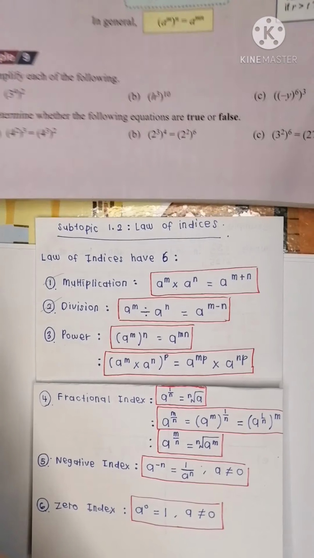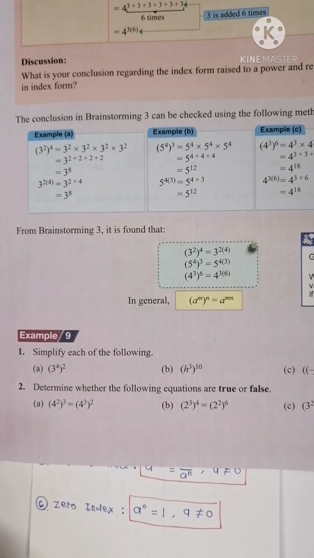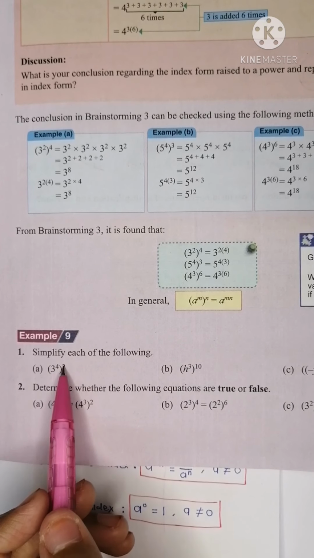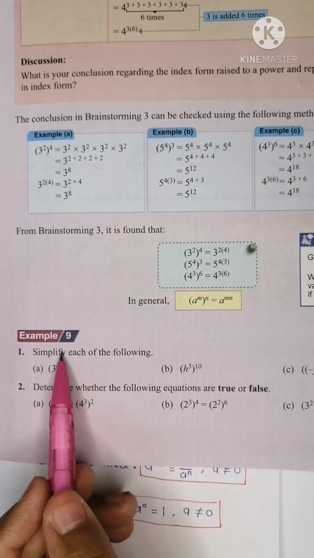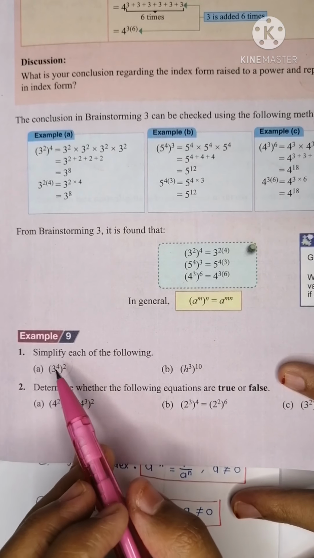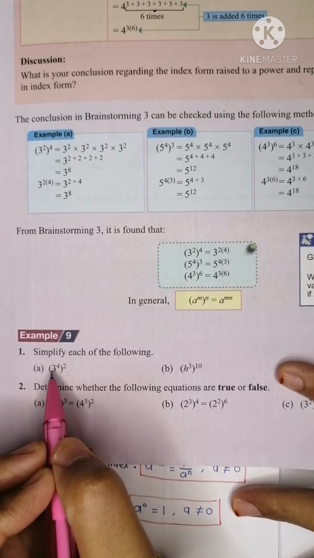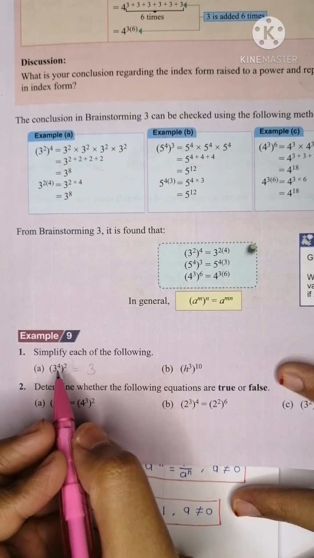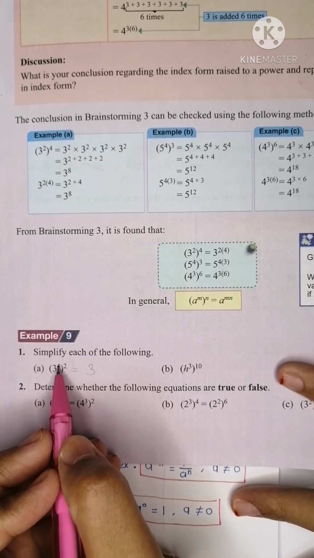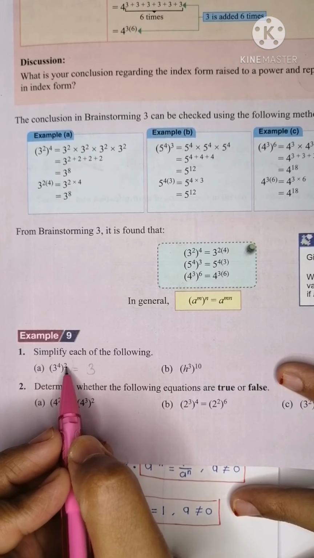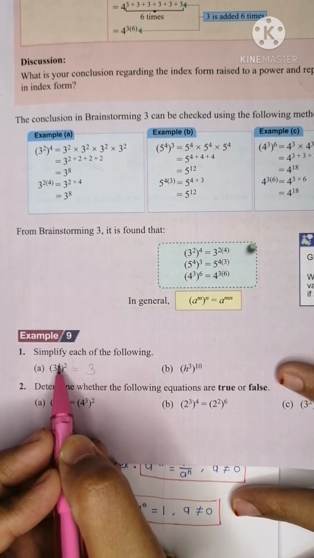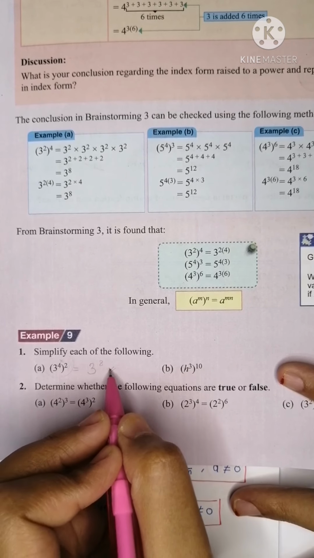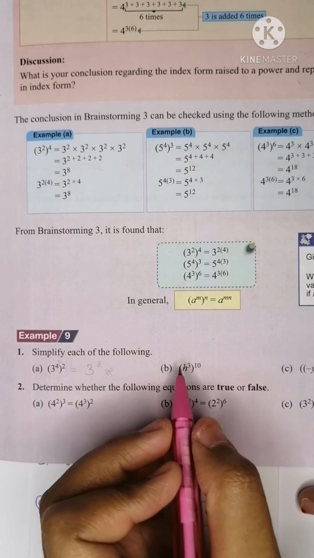Now look at the example. Example 9, simplify each of the following. The question asks you to simplify based on this form. Based on what I told you just now, how do we solve this one? 3 is the base, and then power 4, 3 to the power of 4 in bracket to the power of 2. What should you do with 4 and 2? You need to multiply. So 4 times 2, 8. That's it.